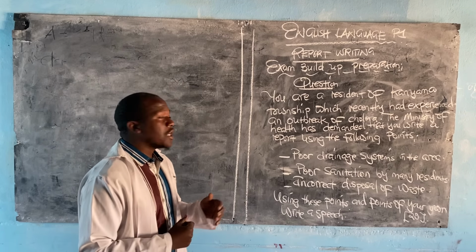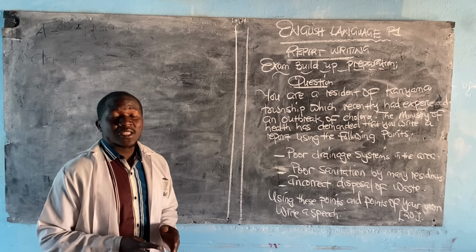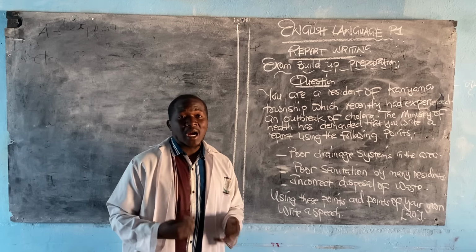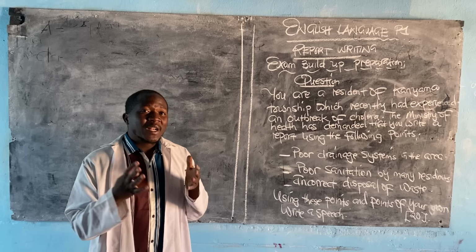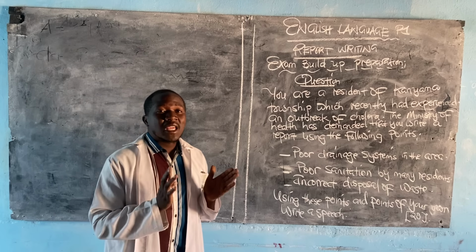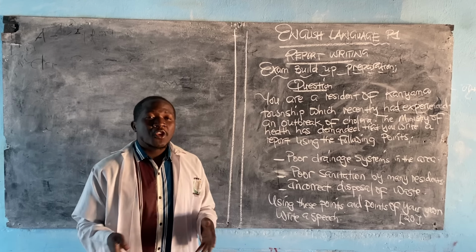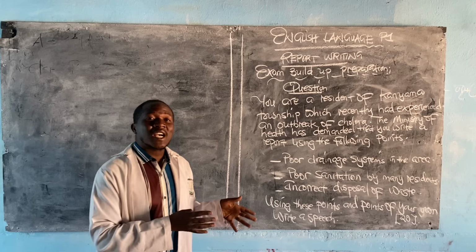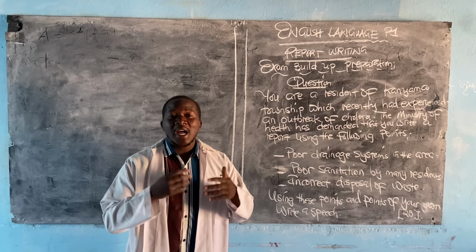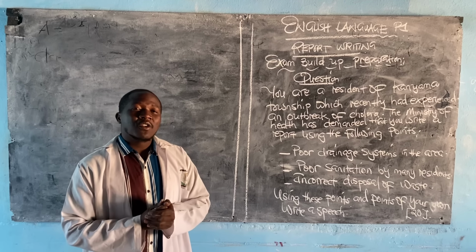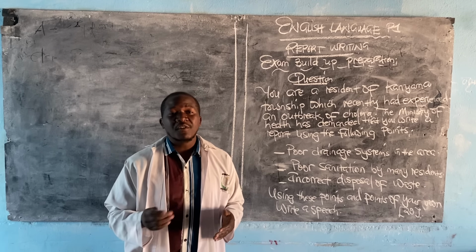The points given are poor drainage systems in the area. Secondly, poor sanitation by many residents. Thirdly, incorrect disposal of waste. The 3 points that I currently have are just for the purpose of showing you a proper template or proper way of handling a report by considering necessary features. In an exam, you'll be given about 10 to 15 points if such a composition is there, and you're going to utilize those points in order to reach the number of words, the limit being 250 to 350 words.